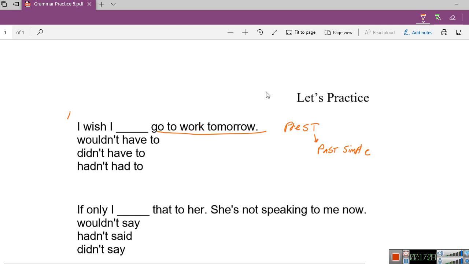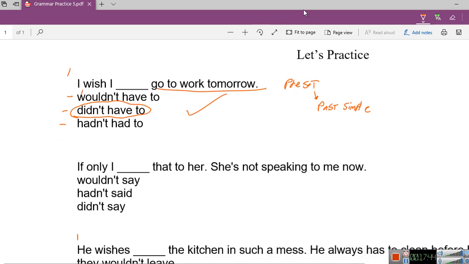The past simple. Wouldn't have to? No. Didn't have to? Maybe. Hadn't had to? Which one do you say? I think past simple. Yes, didn't have to. This is the past simple. So: I wish I didn't have to go to work tomorrow. Very well.